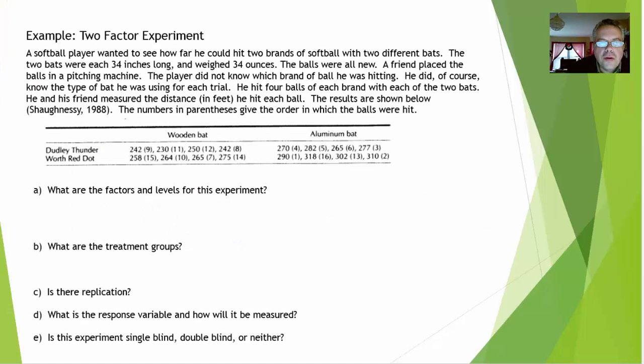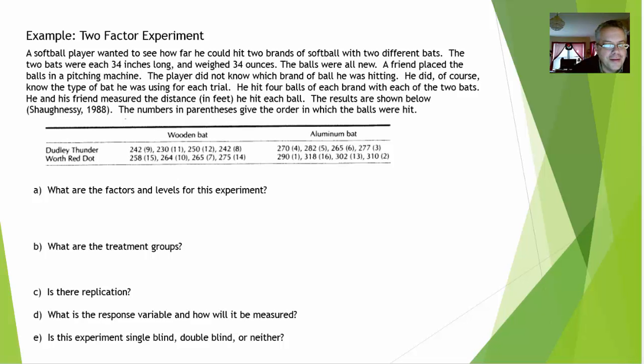Here we go. We're going to look at one example, and then we have another one for a journal assignment. Here, a softball player wanted to see how far he could hit two brands of softballs with two different bats. The two bats were both 34 inches long and weighed 34 ounces. And all the balls are new. A friend placed the balls in a pitching machine. The player did not know which brand of ball he was hitting. He did, of course, know the type of bat he was using for each trial. He hit 4 balls of each brand with each of the 2 bats.